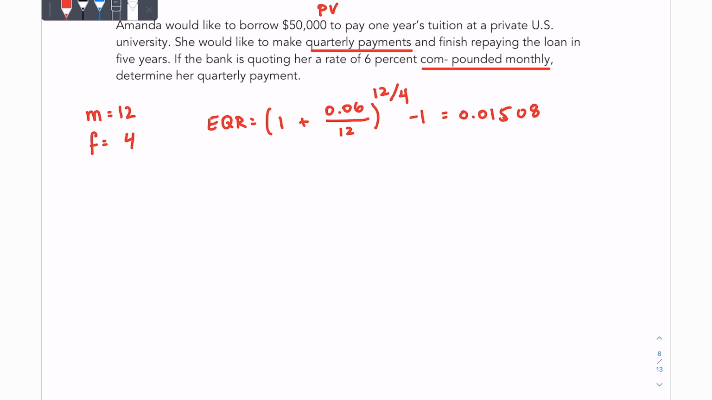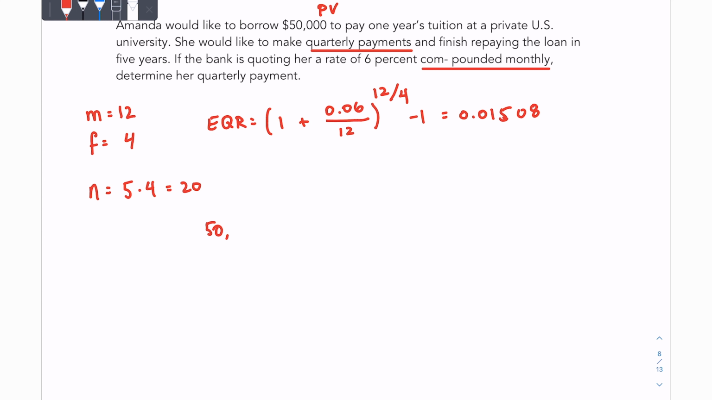Okay, now it's a little bit easier. It's an ordinary annuity, since the payments are made quarterly, and it doesn't mention anywhere that the payments will be made at the beginning. So if it's not mentioned, I always assume it's at the end. We've got 5 years with quarterly payments, so N would be 20.